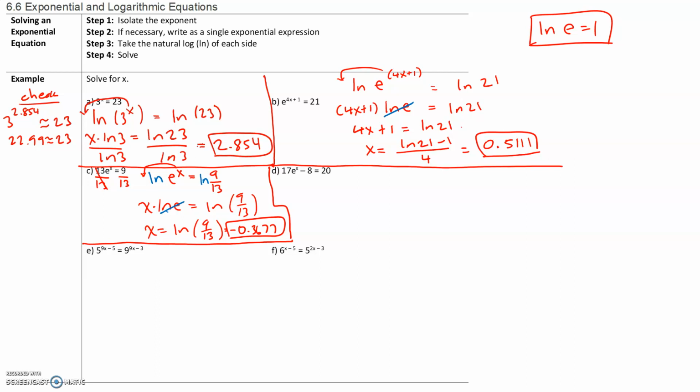We have 5 to the 9x minus 5 equals 9 to the 9x minus 3. So step 1, isolate the exponent. The exponents are isolated on each side. Step 2, write as a single exponential expression if necessary, which we don't have to do because they're both single expressions. Step 3, take the natural log of each side. So I'm going to take the natural log of the left side, which gives me ln of 5 raised to the power of 9x minus 5, and on the right side, the natural log of 9 raised to the power of 9x minus 3.